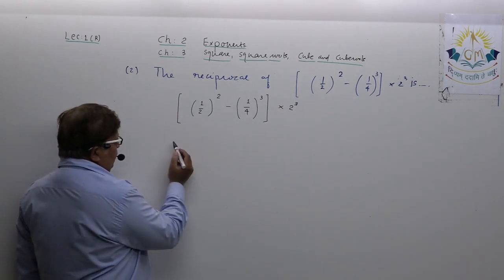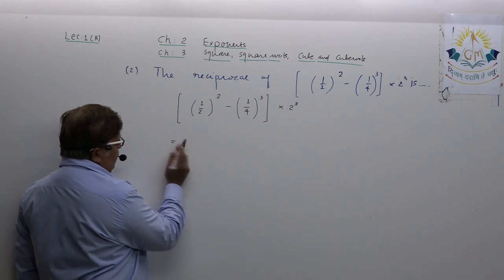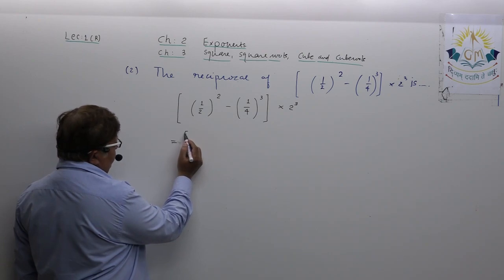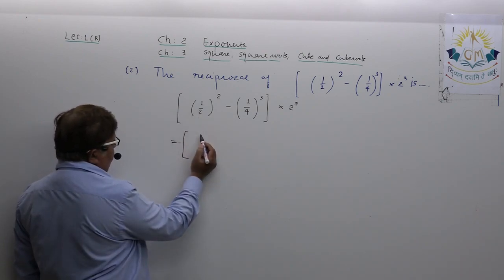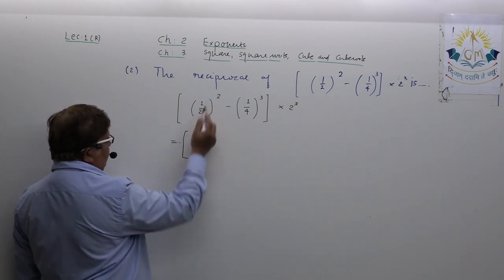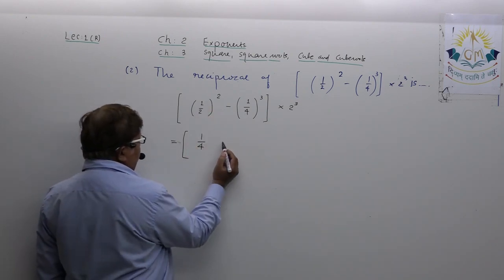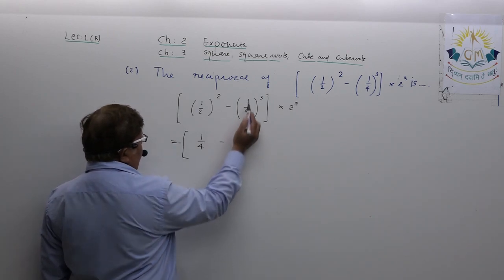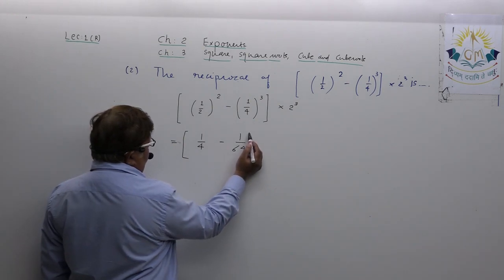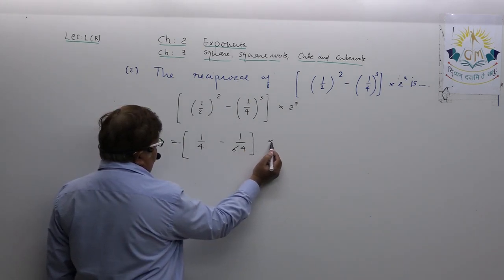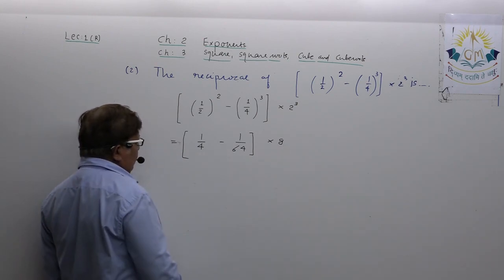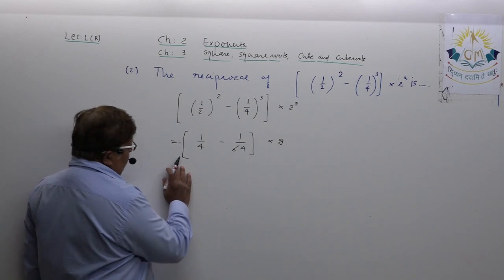What you need to do first is just evaluate this particular bracket. This is 1 upon 4. Because the power is positive, you can directly evaluate it. Here 1 upon 64, and in the bracket 2 raised to 3 is going to be 8. Okay. Now here you have to take LCM.